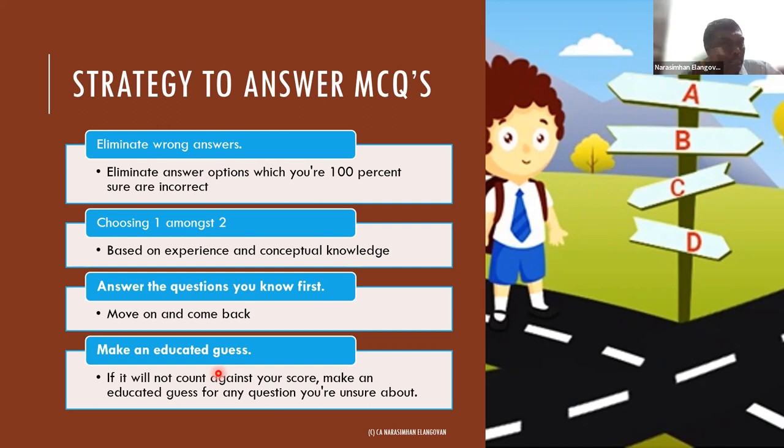Last, many a time making an educated guess works. So it is some sort of an educated guess we need to give, some sort of a choiceful guess or the most obvious choice, which you may probably have to get. And I'll give you examples for each and every one.